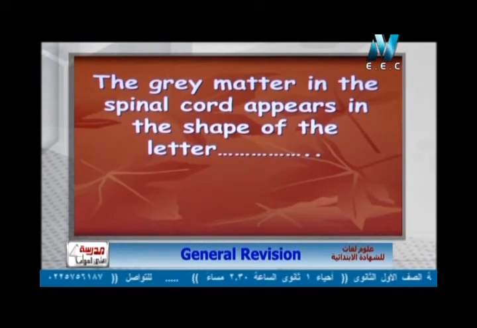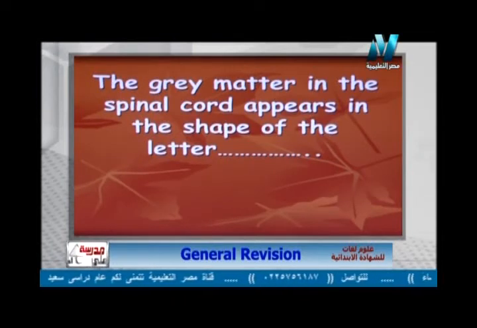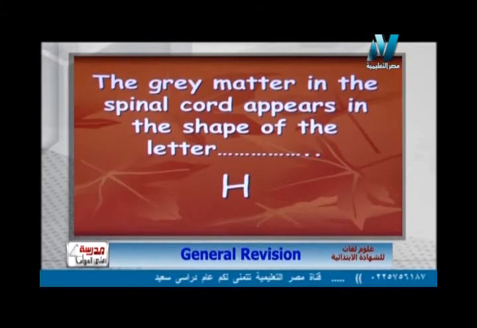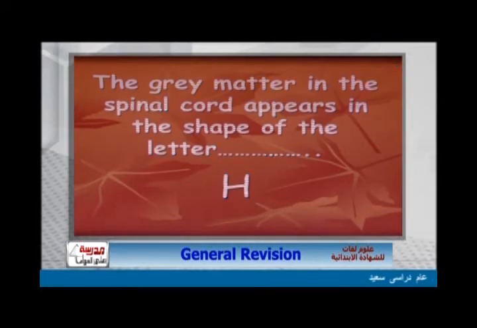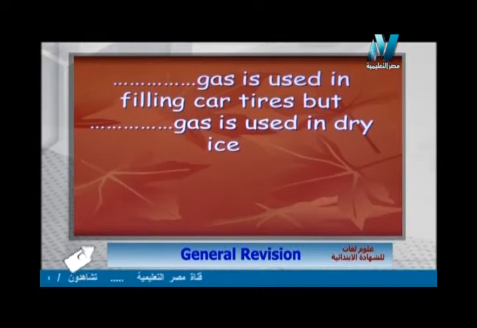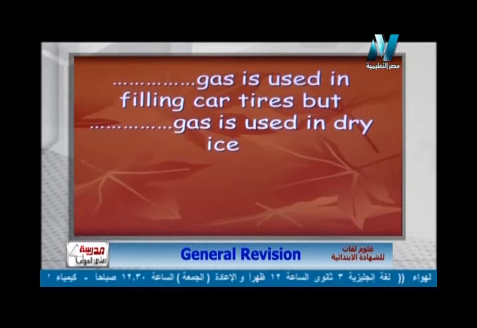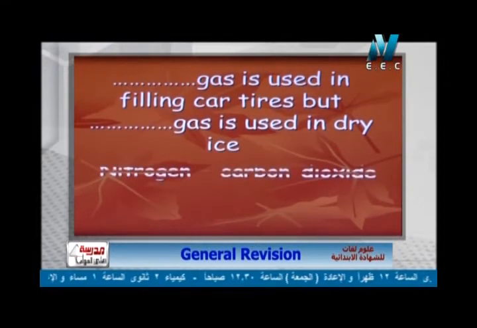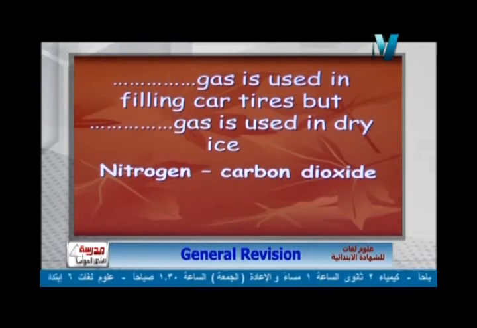Another question. The gray matter in the spinal cord appears in the shape of the letter H. Surely it will be the gray matter in the spinal cord appears in the shape of the letter H. Another question. Which gas is used in filling car tires, but which gas is used in dry ice? مين هو الجاس بستخدمه في ملء طائر السيارات؟ ومين هو الجاس اللي بيدخل في صناعة الدراي ايس أو التلج الجاف؟ Surely nitrogen gas is used in car tires, but carbon dioxide gas is used in dry ice.